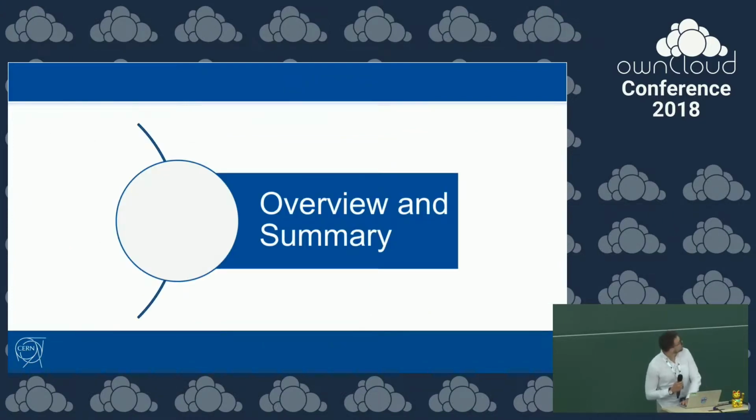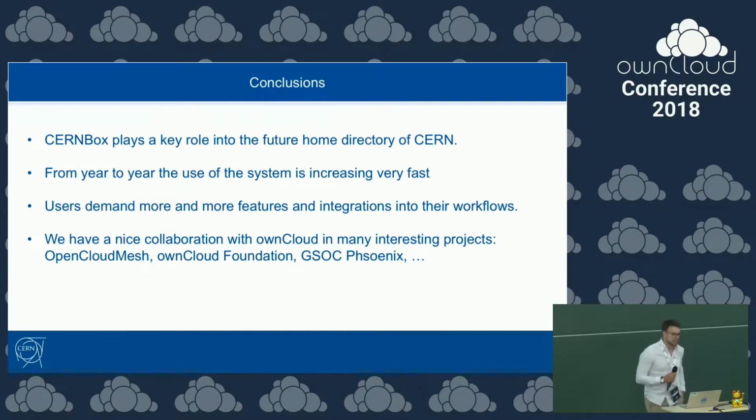Just to finish, to give you an overview, CERNBox plays a key role in the future home directory service for CERN. We are trying to combine all the storage services at CERN into one, relying on CERNBox and ownCloud. The use of the service is really skyrocketing. Compared to last year, we have a growth of 400%, and users are demanding more and more features every single day. We have a really nice collaboration with ownCloud on different projects, on ownCloud Mesh, this year on the Google Summer of Code with Phoenix that will be presented tomorrow, and on the ownCloud Foundation, and we really want to keep it rolling. And that's it.